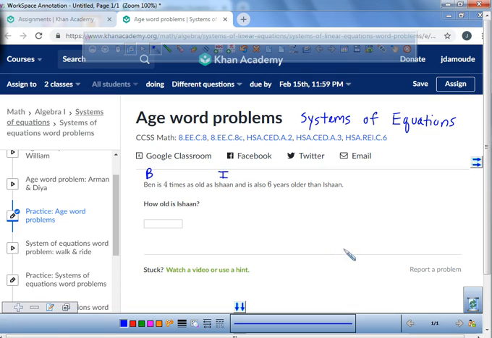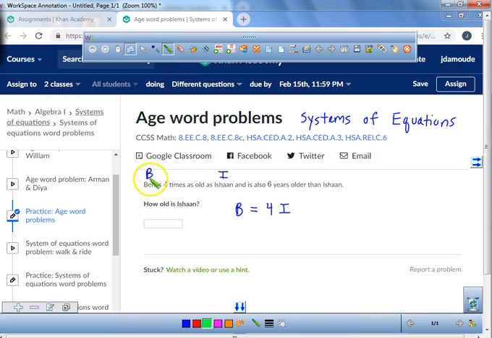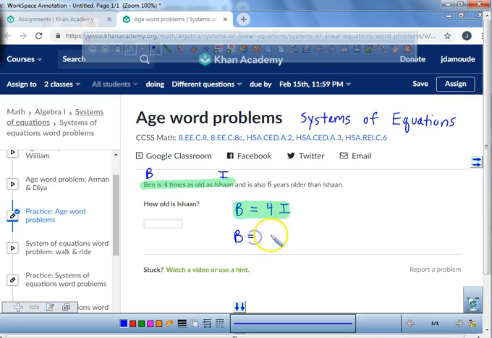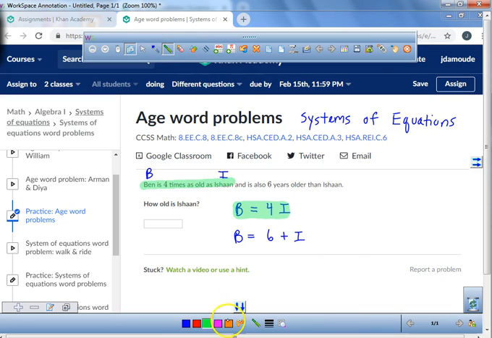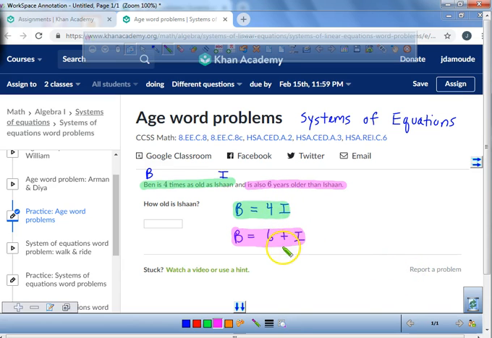Okay? So what we're going to do is we're going to write Ben is 4 times as old as Ishan. That's the first sentence right here. That's the first algebraic equation that I'm writing. The second one I'm going to write is, he is also 6 years older than him. So the next part that I'm writing is the also part. So Ben is also 6 years older than him. So this is the first equation. This is the second equation.